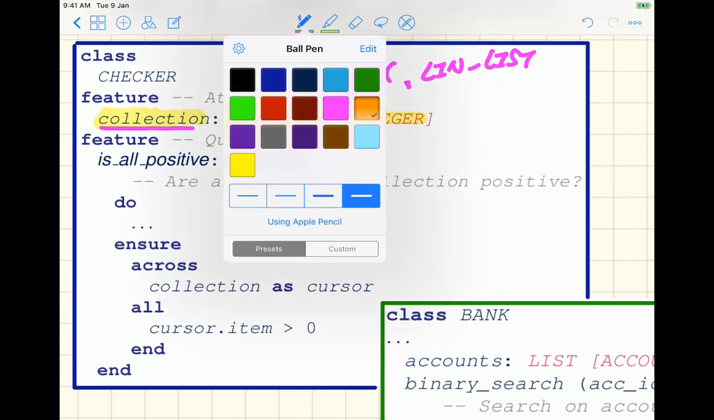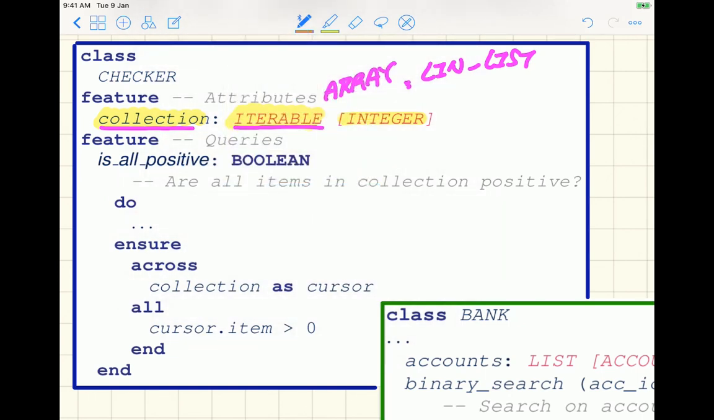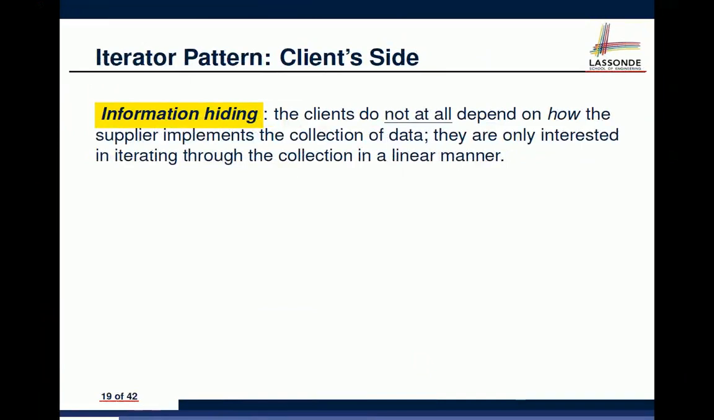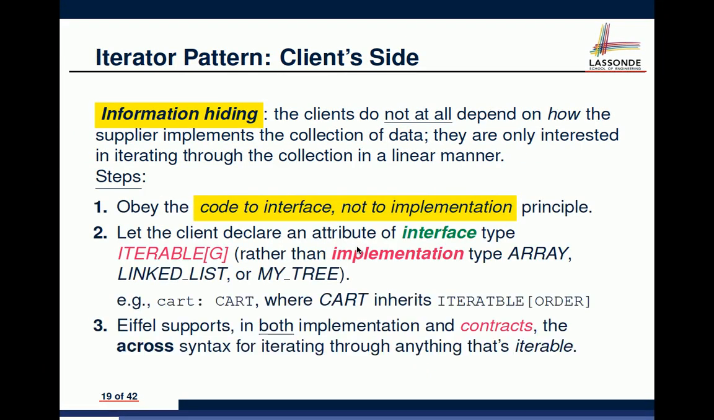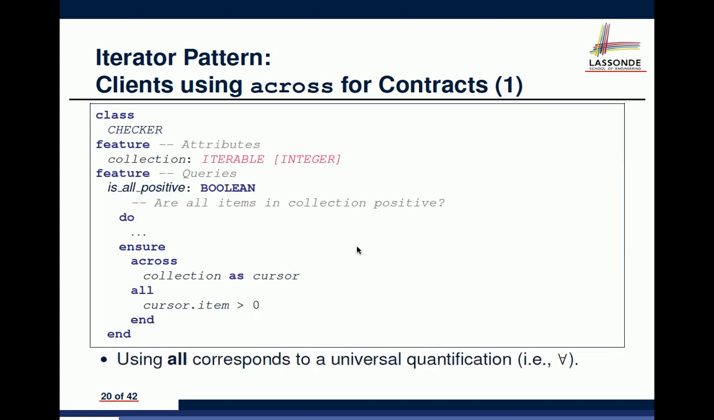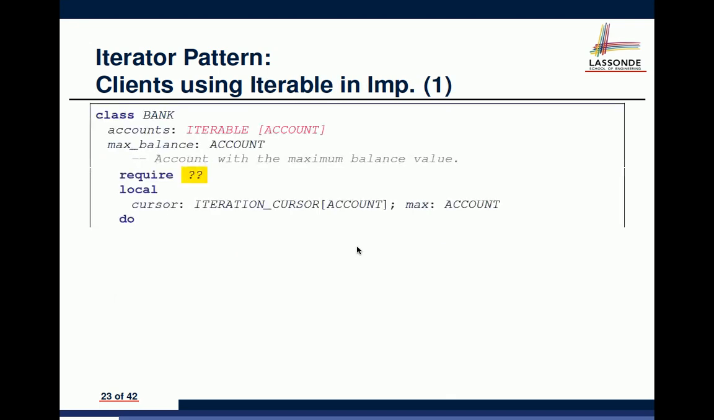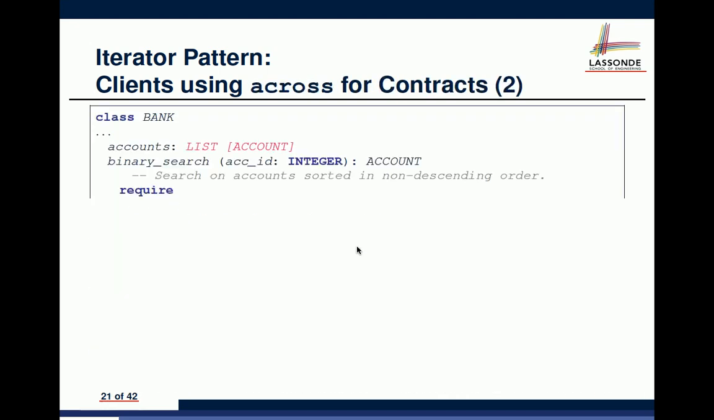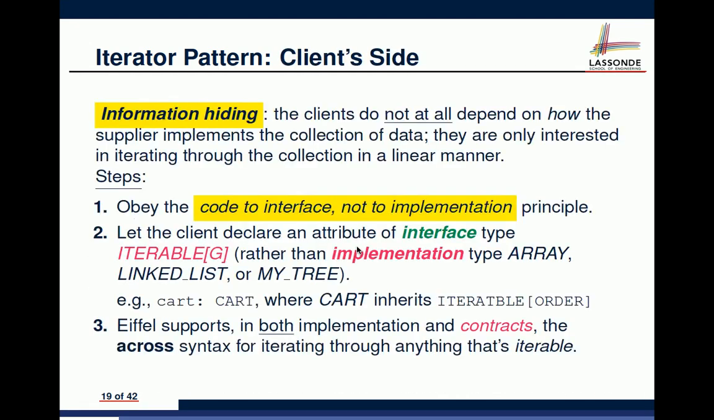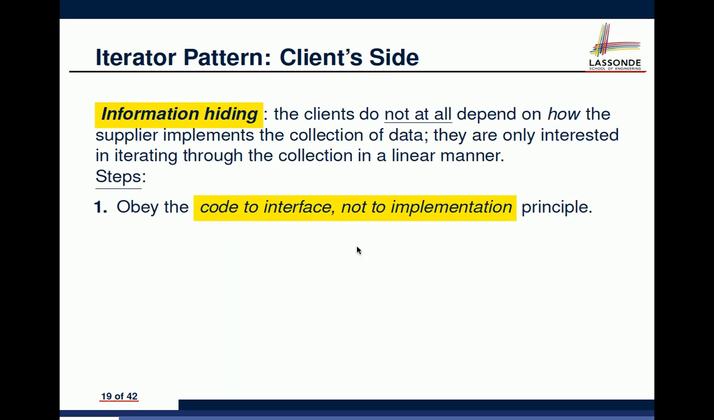There is a principle over there. I want to show you this on the slides. It's called code to the interface, but not to the implementation. Let me see where it is. I think somewhere on the slides. Yes, over here. Obey the principle: code to the interface, but not to the implementation, which means over here.